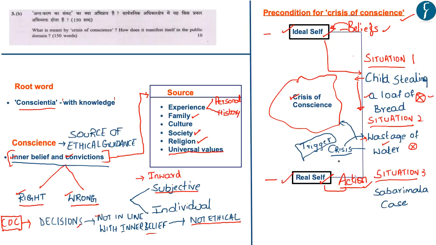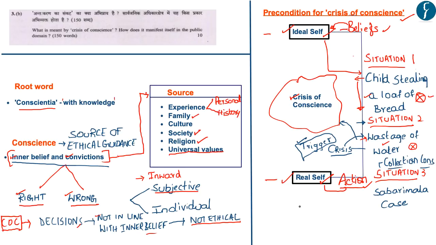Now, in this case, the trigger is a crisis situation the individual himself faces, or it could be a crisis situation that is faced by others. Essentially, situation 2, in which an individual wastes water despite the belief of the individual not to do so, gives rise to a state of crisis of conscience in the individual, especially when the inner beliefs and convictions are triggered. While the first two situations related to individual conscience, the third situation relates to what is called the collective conscience of a particular section of the society.